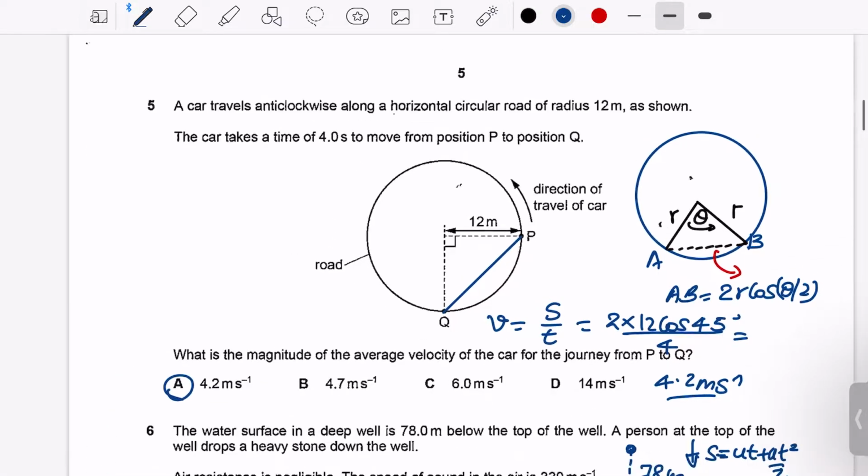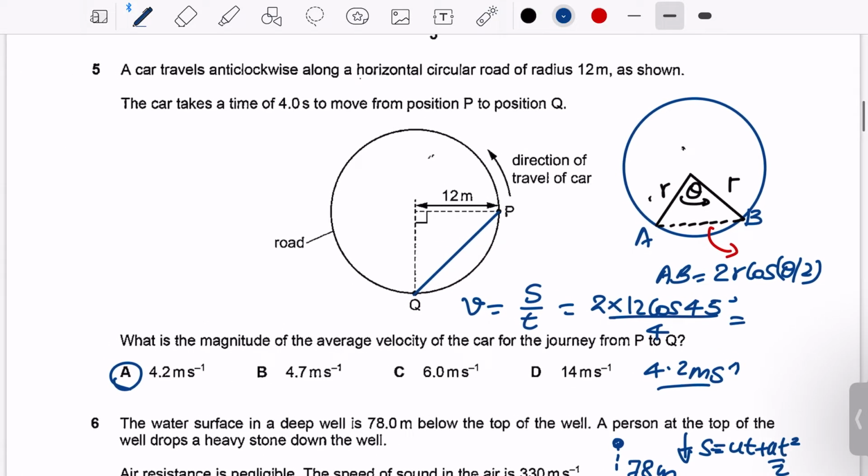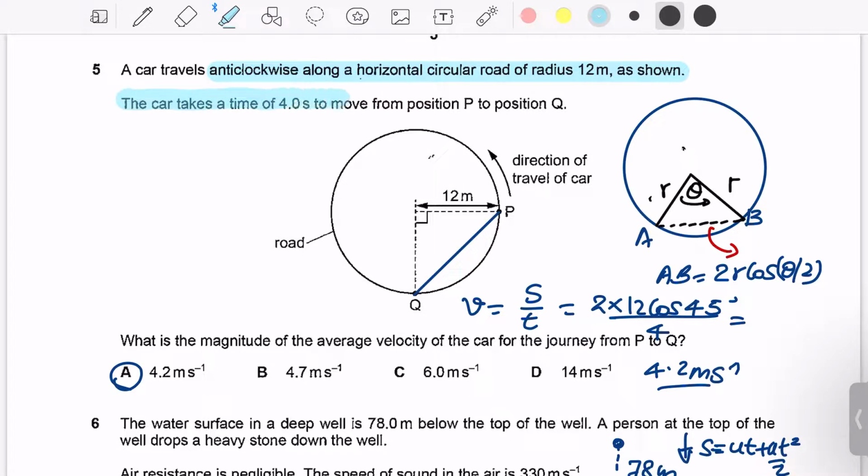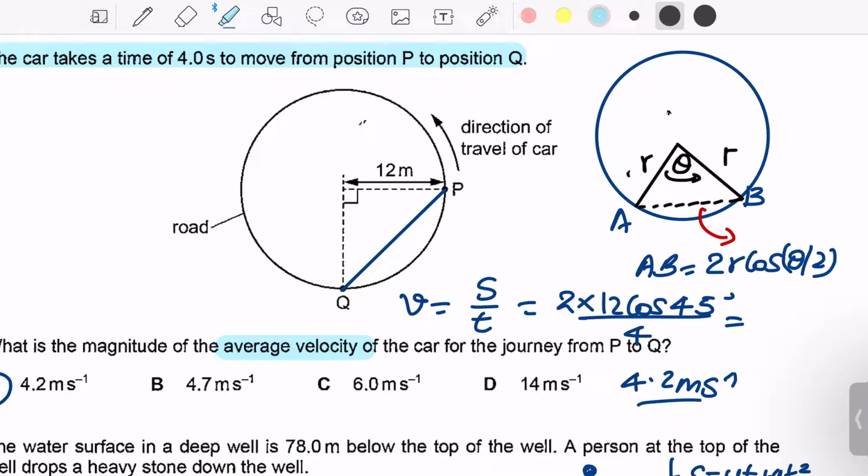Question number 5. A car travels anti-clockwise along a horizontal circular road of radius 12 centimeter. It takes 4 seconds to move from P to Q. They ask for the average velocity. Velocity is change of displacement over time.